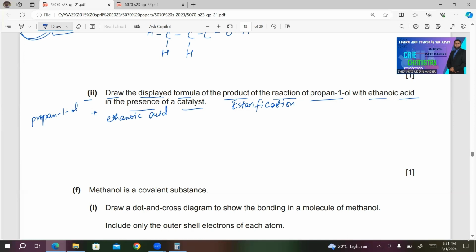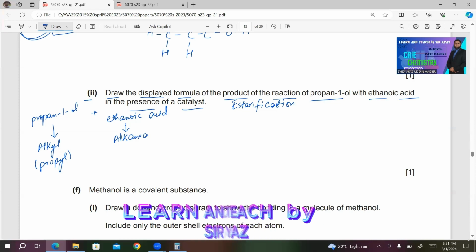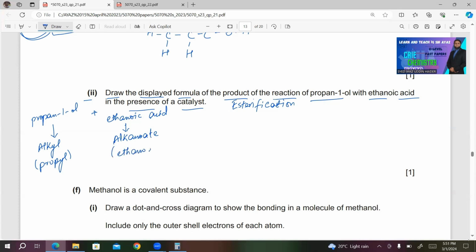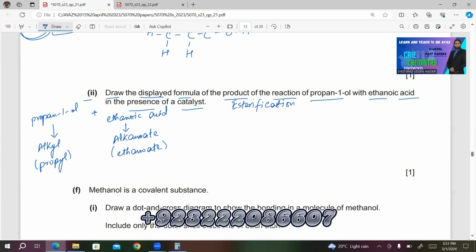The other name for ester is alkyl alkanoate. The alkyl must be coming from this propane-1-ol, so we will get propyl from propane-1-ol. And from the carboxylic acid, we will get the alkanoate. In this case, it must be ethanoate. So for propyl, there must be 3 carbon atoms. What you need to do is simply exclude the OH.